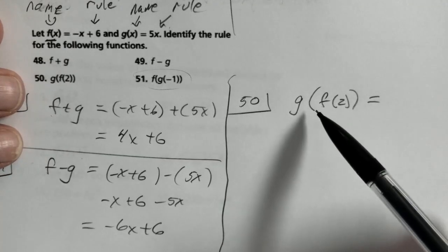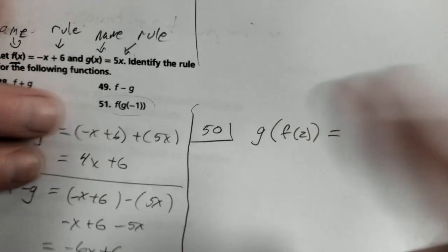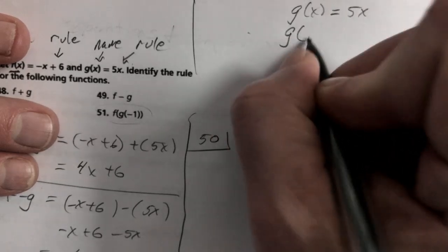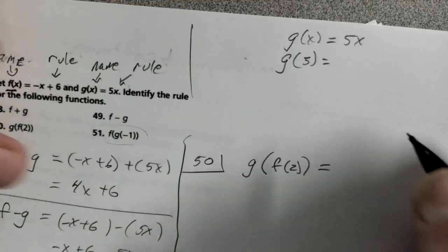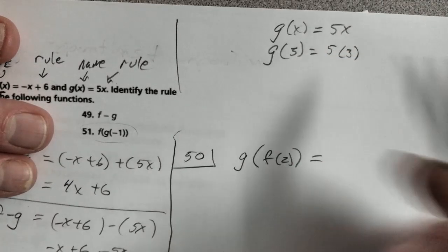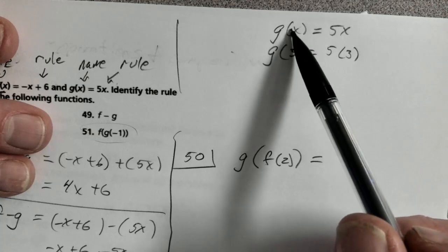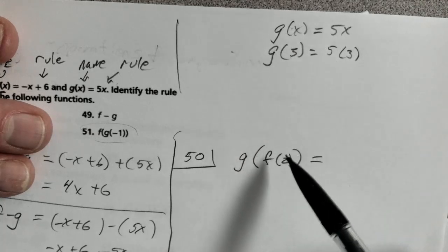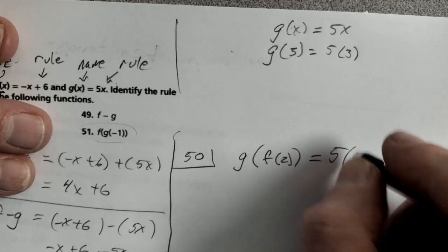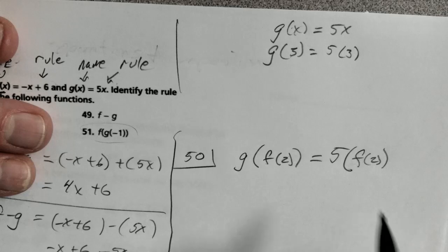So that means that the outer function here is the g function. So if I were to start with g of x equals 5x and I asked you to find g of 3, what would we do? Replace the x with a 3, and then we'd multiply to get 15. But in this instance, I'm not replacing the x with a 3, I'm replacing the x with f of 2. So I would have 5 times whatever f of 2 is.